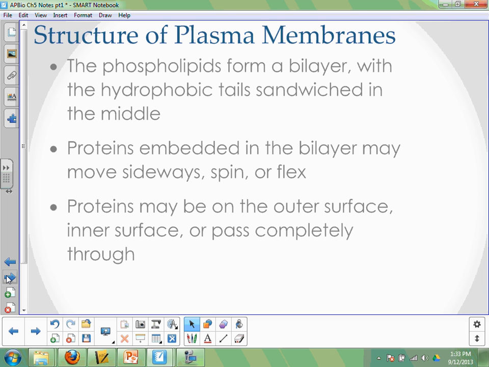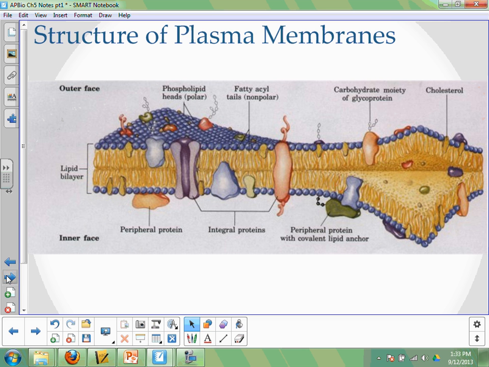Some of the proteins may be only on the outside, some may be only on the inside, or many of them pass all the way through both layers of that bilayer. So if we look at one more diagram, again showing what this might look like, we can see here some proteins that are just on one surface or on the other, or proteins that pass all the way through, such as some of these, going from one side of the cell membrane all the way to the other side.